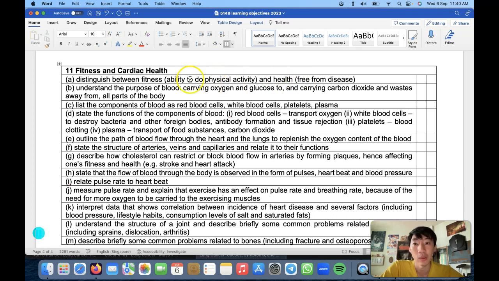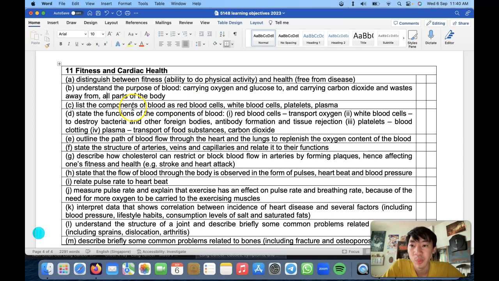So for example, right now I'll say that I'm quite fit because I can do a lot of push-ups. But right now I'm not feeling very healthy because I got a bit of a flu, a bit of a running nose, that kind of thing. So I'm not feeling super healthy right now. Okay, what are the functions of blood? There are 4 parts of blood: red blood cells, white blood cells, platelets, and plasma.